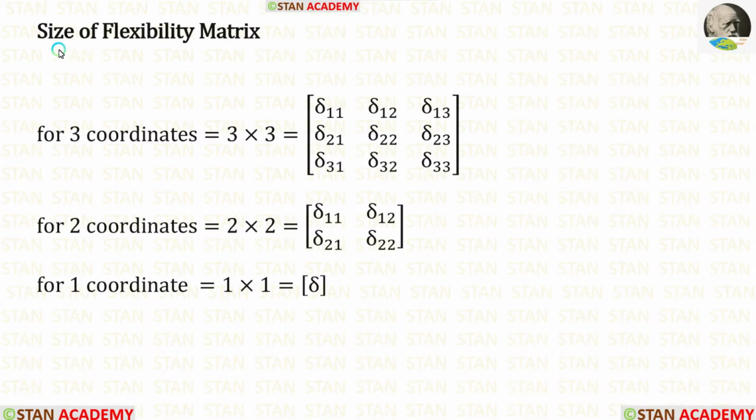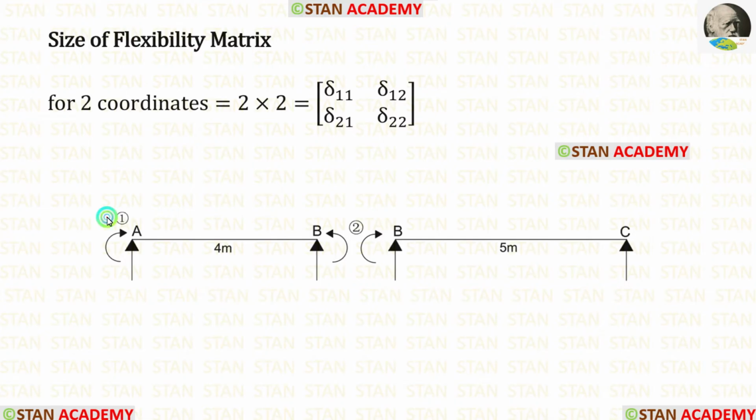Now let's see the size of the flexibility matrix. For 3 coordinates, it will be 3 by 3. For 2 coordinates, it will be 2 by 2. For 1 coordinate, it will be 1 by 1. In this analysis, there are 2 coordinates. So, the size of the matrix will be 2 by 2. Inside the matrix, we will have 2 rows and 2 columns.